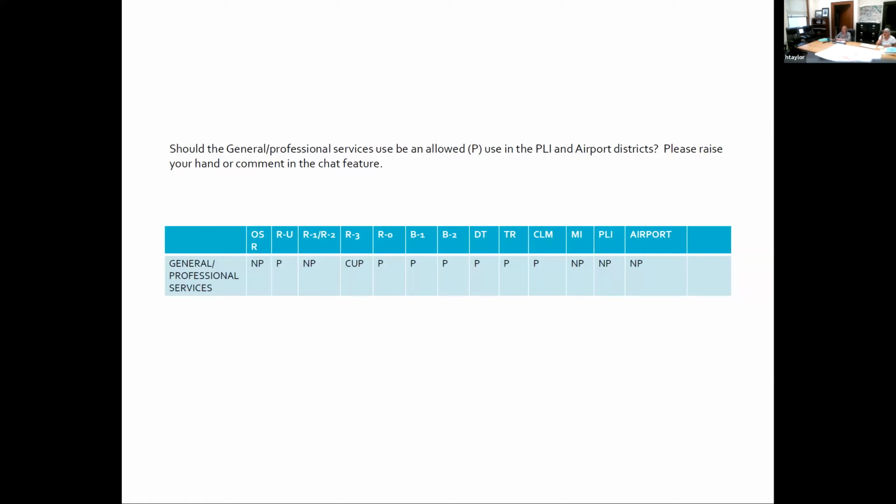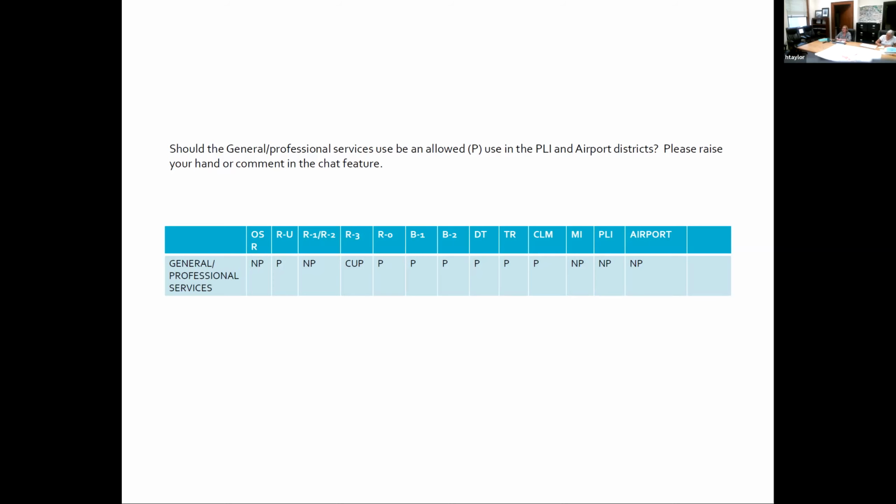There was general conversation about this just the other day, in that the general professional services is a use that is occurring in both the PLI and the airport. And so it might make sense to include that in those districts. If you have any comments about that, you can please place it in the chat feature.